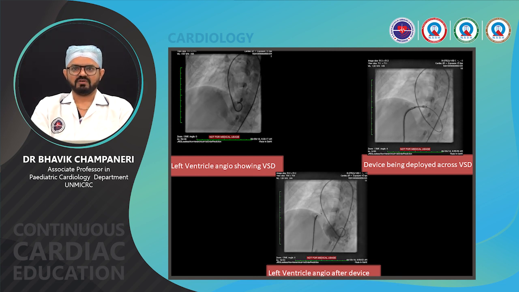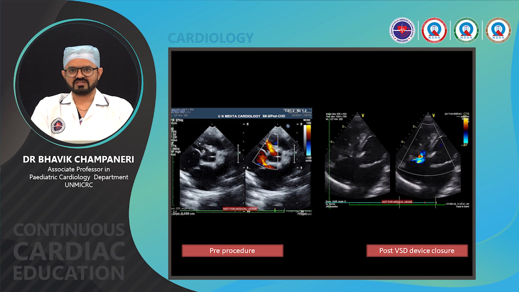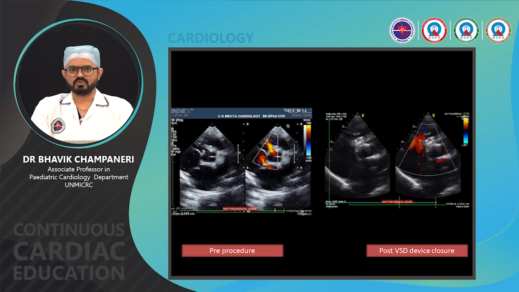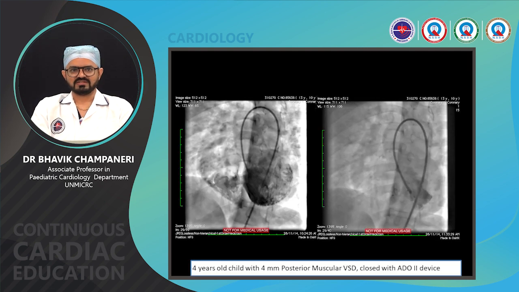And this is the procedure. This image shows the deployment of the device across the ventricular septal defect. It's an ADO1, a single disc device. The size of the device was around 10 by 8 mm, and this is the post-procedure LV angio showing complete occlusion of the ventricular septal defect by the ADO1 device, and eventually the VSD device closure was successfully done. This is a pre-procedure echo and this is a post-procedure echo showing the device in good position with no residual flow across the device.